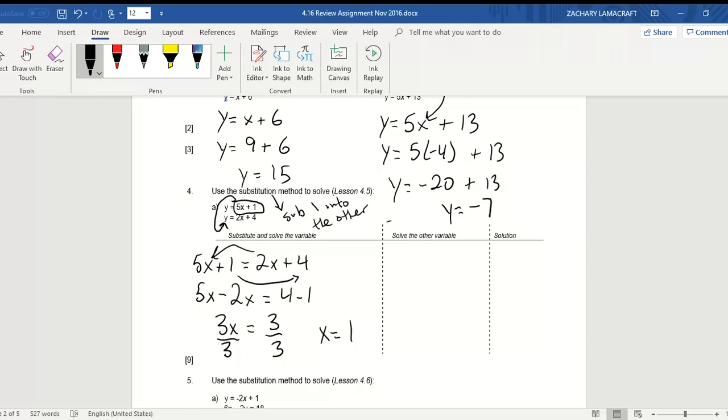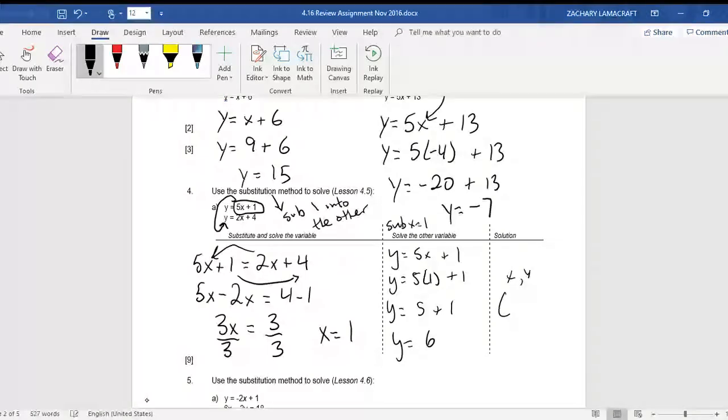Now we want to sub that x equals 1 into either of the equations. So let's just use y equals 5x plus 1. In this case, y is equal to 5 times 1 plus 1, y being equal to 5 plus 1, and y being equal to 6. And when we put our solution, x comma y, as always, it is 1 and 6.